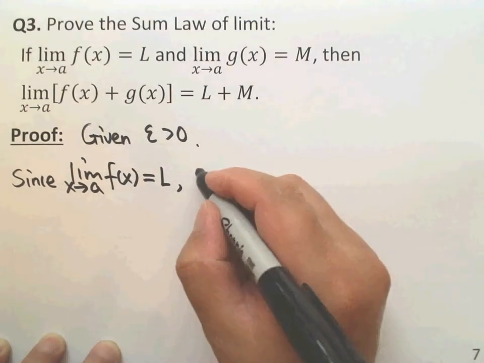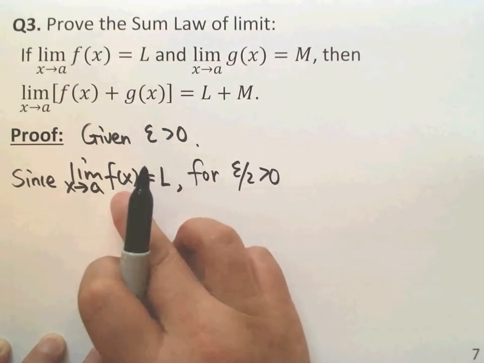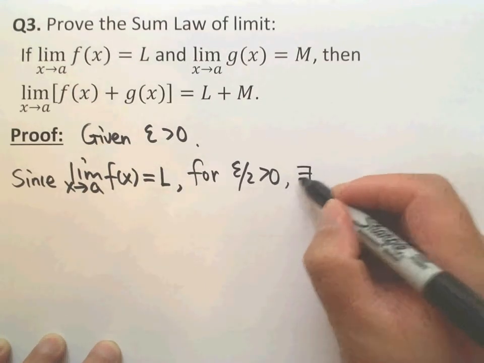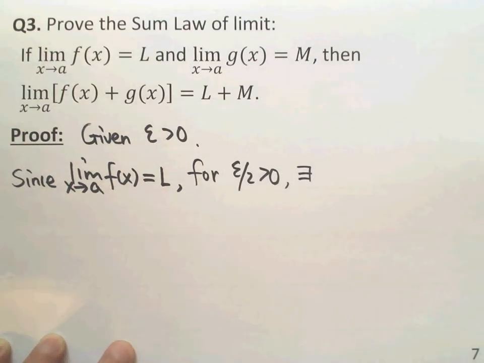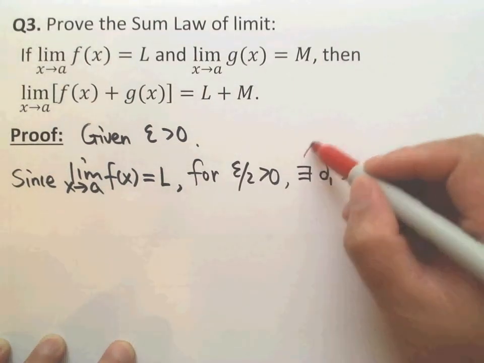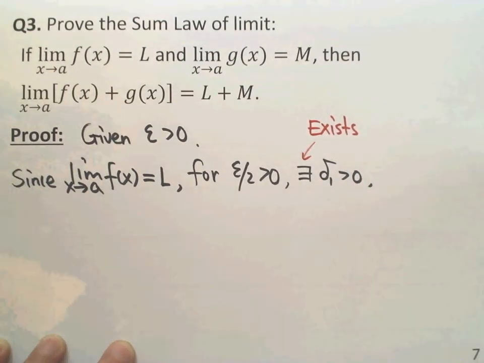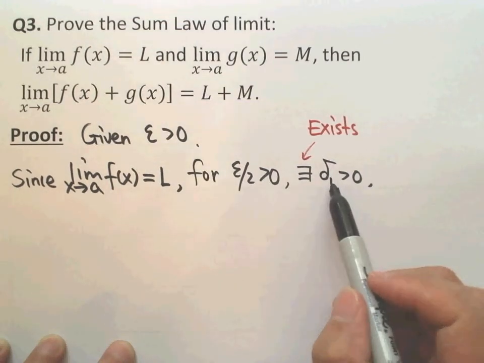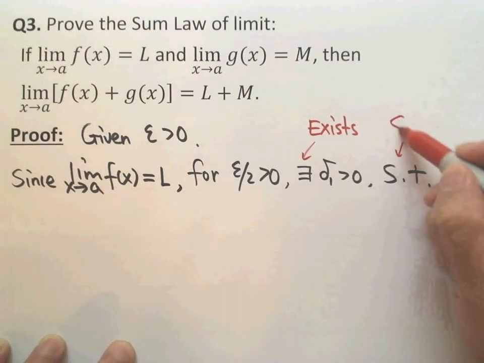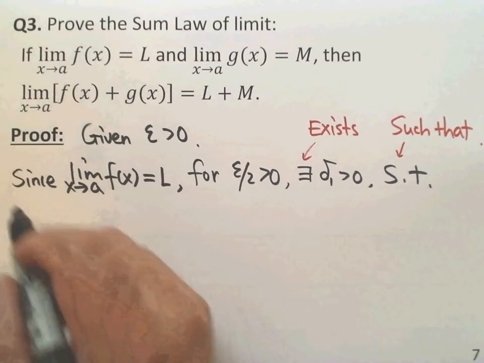Since the limit as x approaches a of f(x) equals L, because of this, for the number epsilon over 2 greater than 0, f can go to this number's neighborhood of L. Which means there exists delta 1 greater than 0. This is the symbol for exist in mathematics. Exist means exist. For this small number, we can find the delta 1 such that. You know this is the symbol for such that.